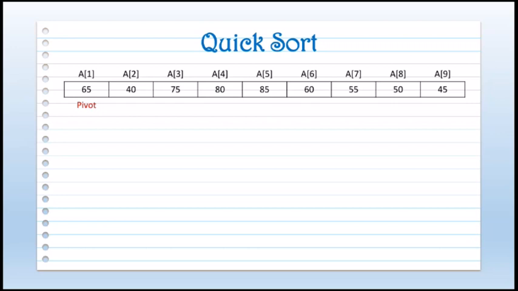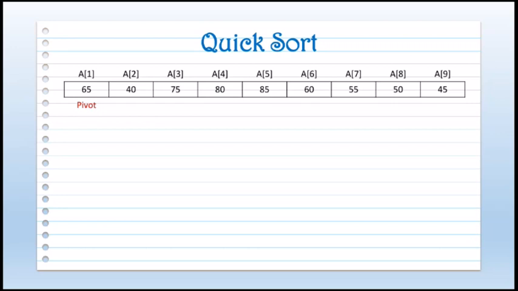So to do so, we will compare this pivot element with the left hand side as well as with the right hand side. And suppose if the element from the left hand side is greater than pivot element, then we will stop comparing, and similarly from the right hand side, if the element is less than pivot element, then we will stop comparing, and then these two elements will be exchanged with each other. So we will see how this works.